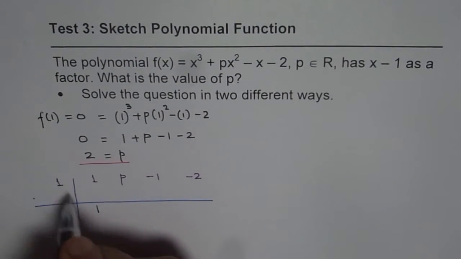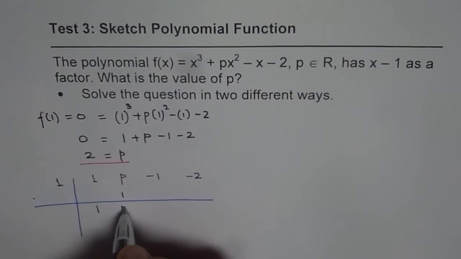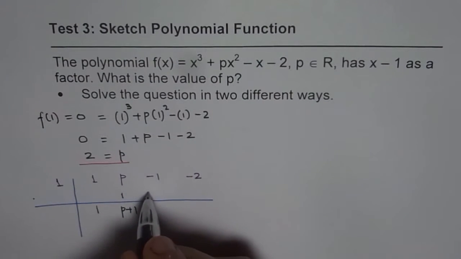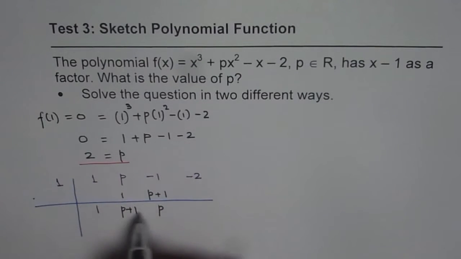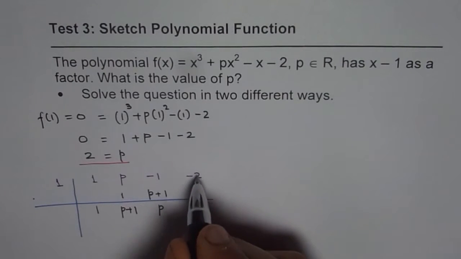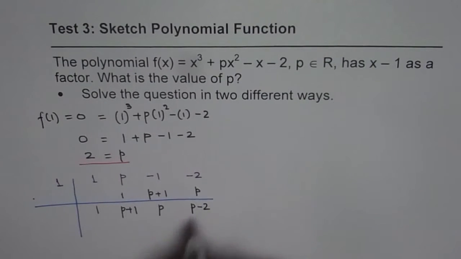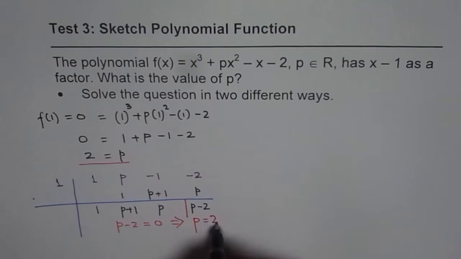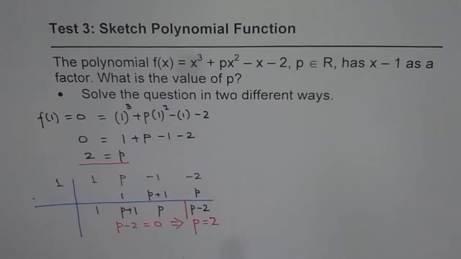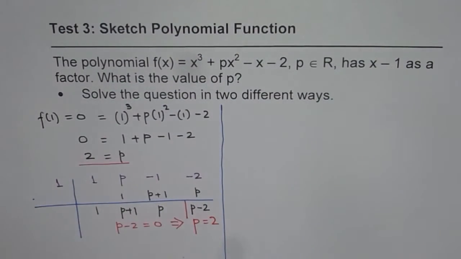Bring down 1, multiply, write it there, add it up, so we get p plus 1. Multiply p plus 1, add it up, so you get p. Multiply, write it down, add it up, we get p minus 2. Now since we know that x minus 1 is a factor, what should p minus 2 be? p minus 2 should be equal to 0, and that gives us the answer, p equals 2. So this is the second method of solving it. In no time you can have two solutions.